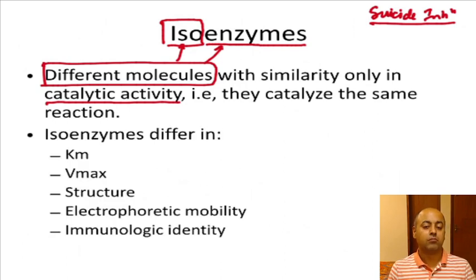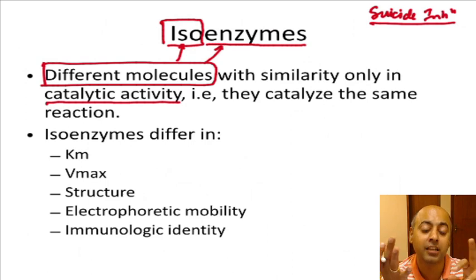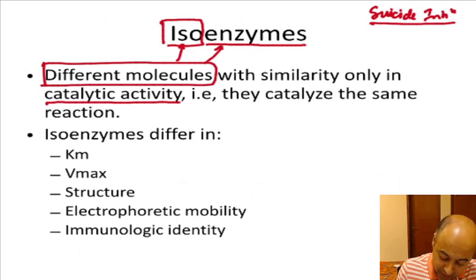However, except for the catalytic activity, all the other features can be different. They can have different Km, they can have different Vmax, they can have different structure, they can have different electrophoretic mobility, they can have different immunological identity, they can have different allosteric regulation.